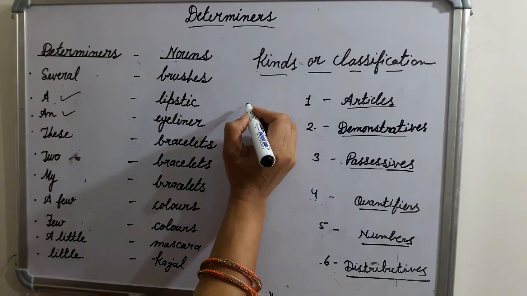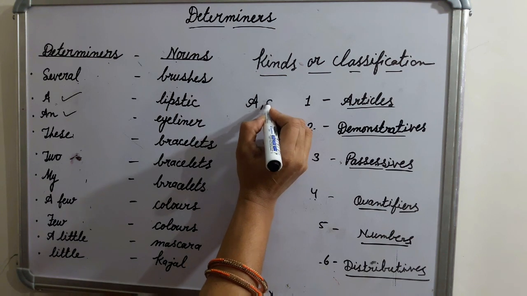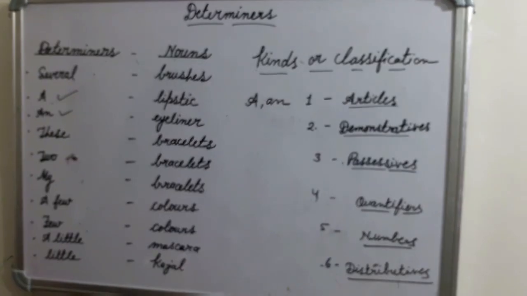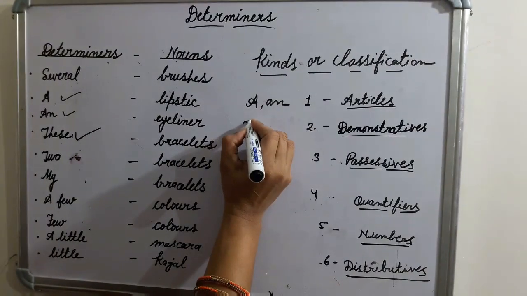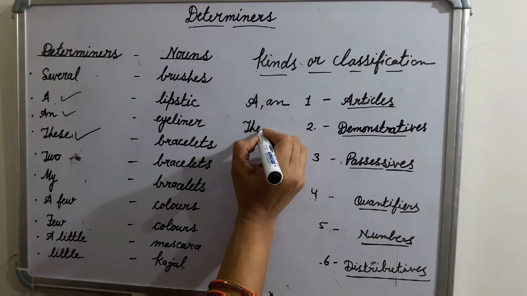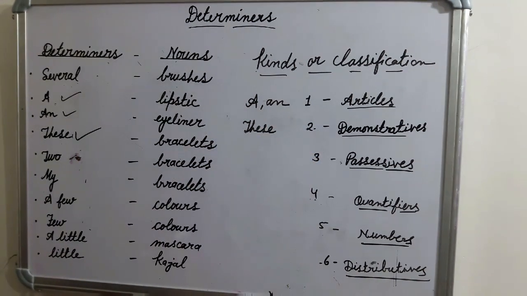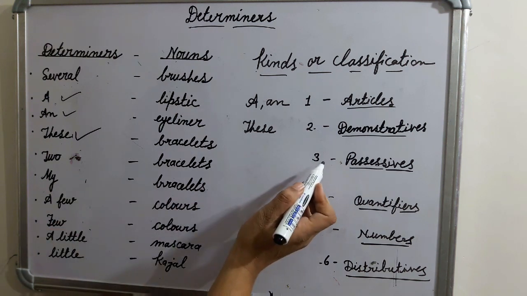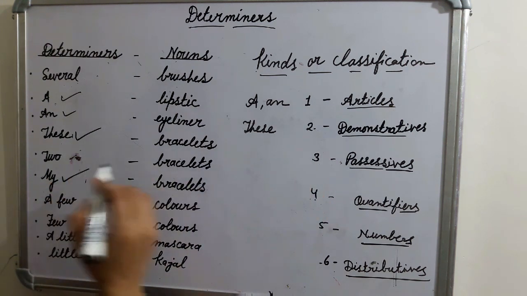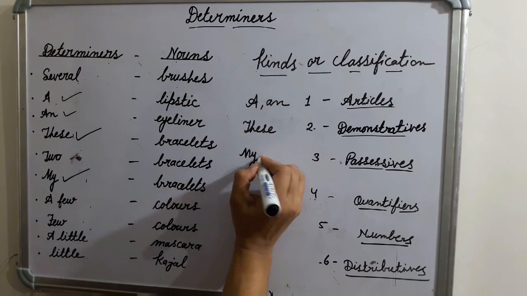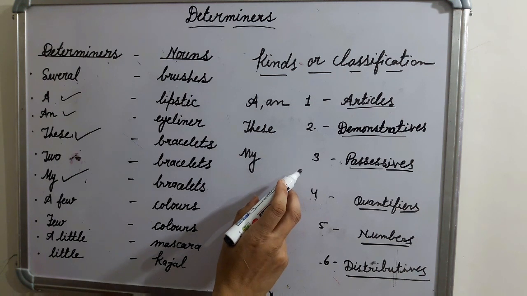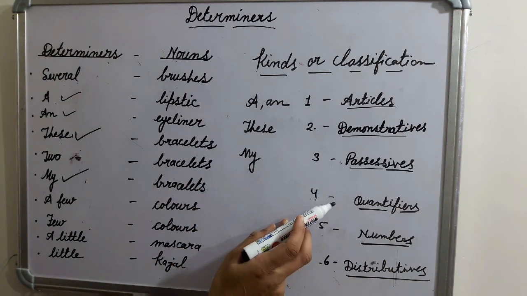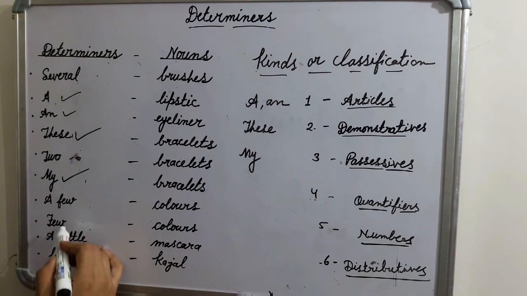A and An. A and An are articles. Demonstratives, these. These is a demonstrative adjective. Possessives, my, your, his, these are possessives. Quantifiers, a few, a little.